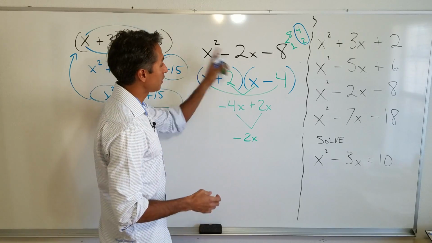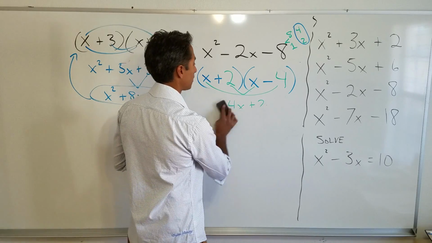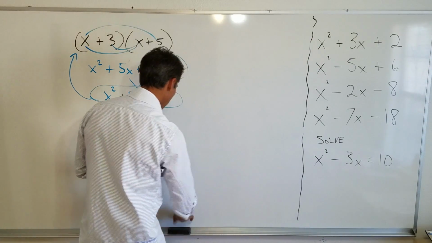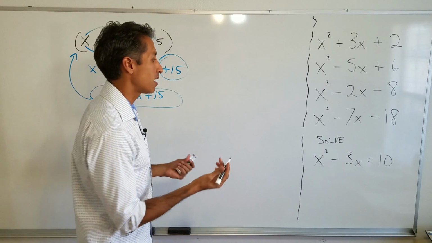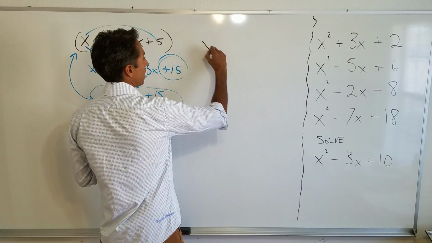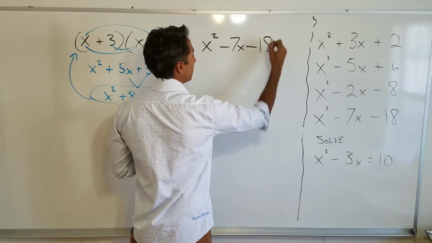I'm going to erase this one so we have room for this guy, just because things start to get a little bit more complicated as we go. And again, if you're getting the hang of it, then pause this, right? Try these on your own. Start at the top and work your way through these. x squared minus 7x minus 18.